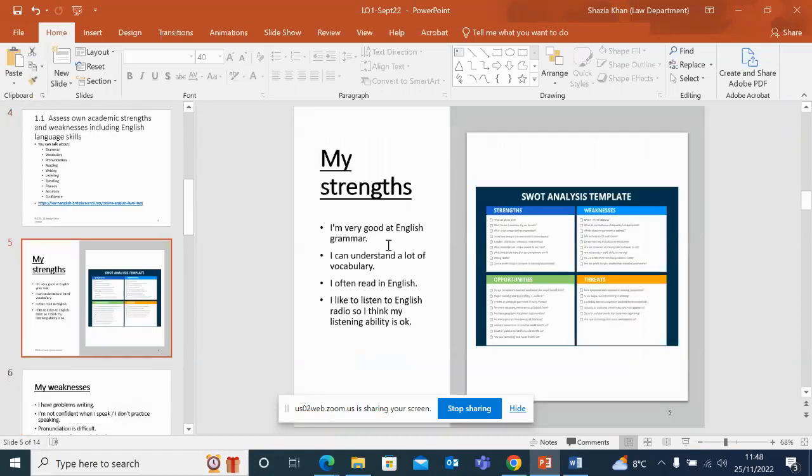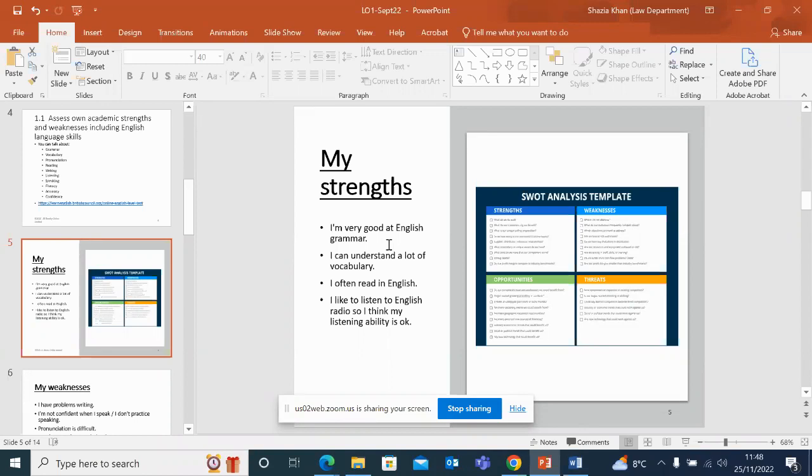Okay, so my strengths. We have this thing called the SWOT analysis. This is a template of the SWOT analysis, and I'll show you a little bit about it. The SWOT analysis is your strengths, weaknesses, opportunities and threats. So your strength might be, I'm very good at English grammar. I can understand a lot of vocabulary. I often read in English. I like to listen to English radio. That's a strength. Do you understand what strength means?